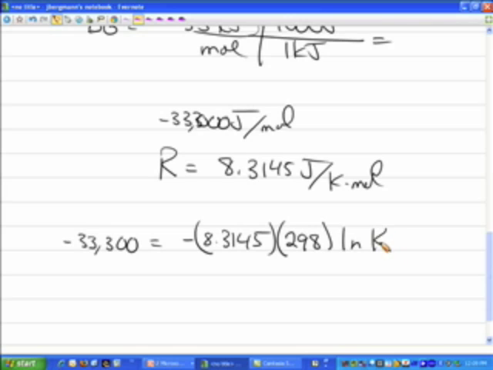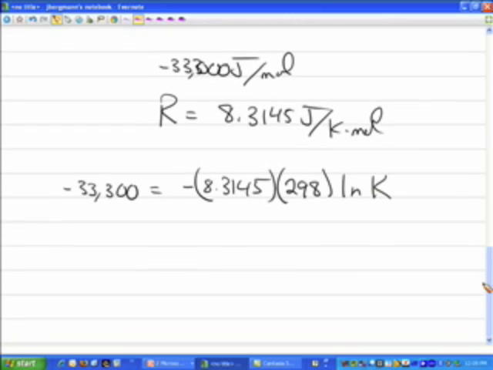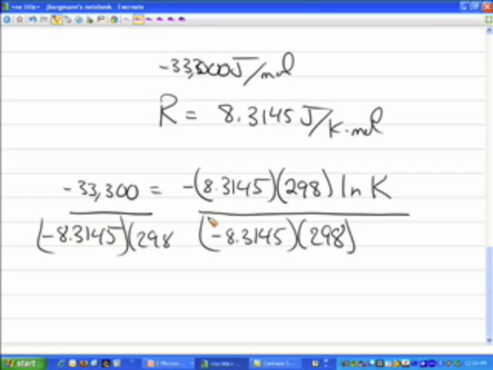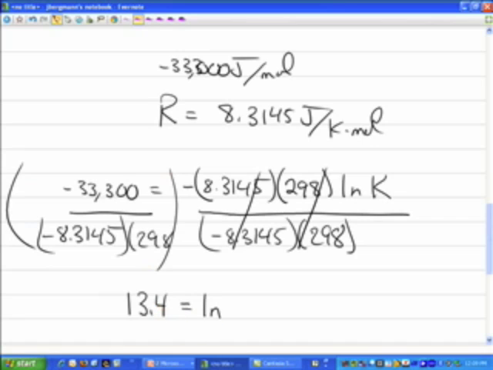Now, mathematically, this could be done with a solver, but we're going to teach you how to do it without a solver. So we're going to divide both sides by negative 8.3145 and 298. Of course, they cancel on this side. And what do you get when you divide these numbers? 13.4. The negative signs go away, negative divided by negative gives you a positive. 13.4 is equal to the natural log of K.